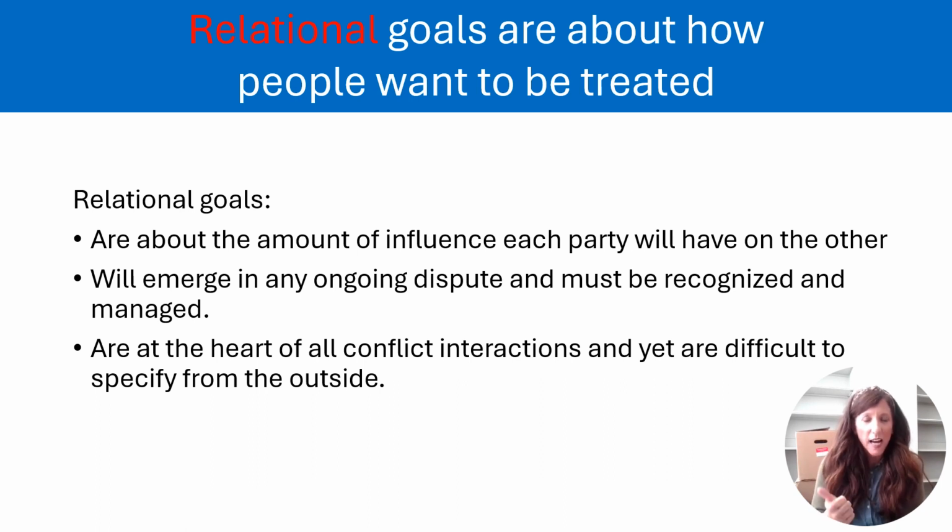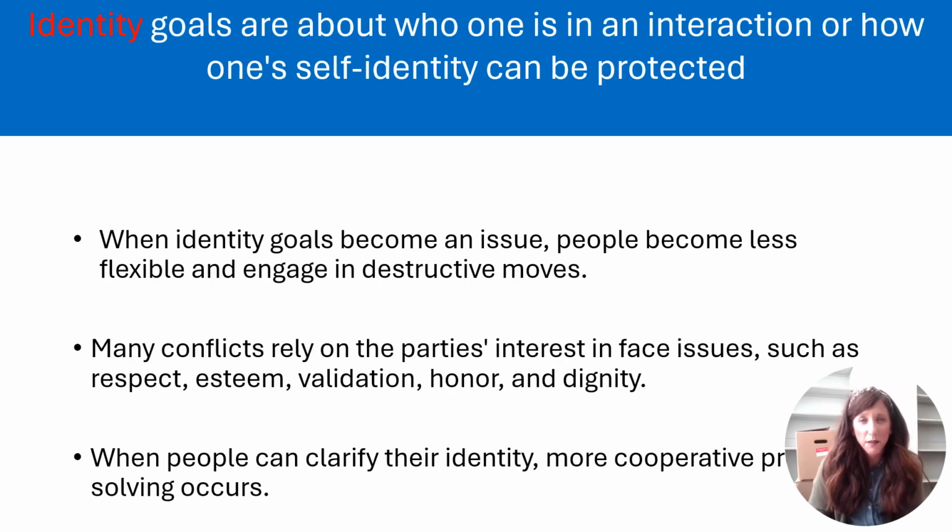All right, so we've got the topic goals, we've got these relational goals. Our third goals that typically come up in a conflict are identity goals. Identity goals involve, within the interaction, how people feel about themselves and their own identity, as well as what they think about the other person and their identity. And certainly identity goals can also be very, very complicated.